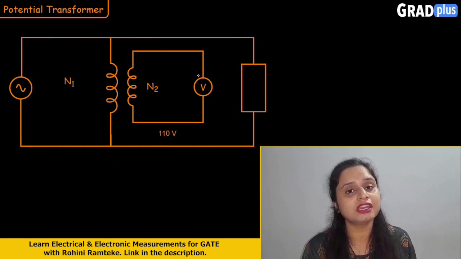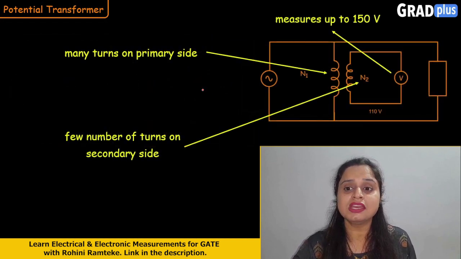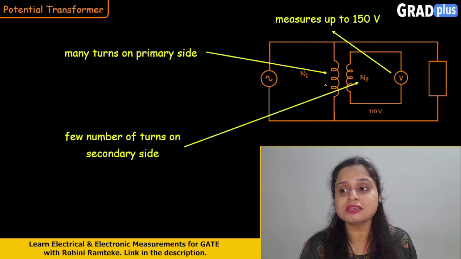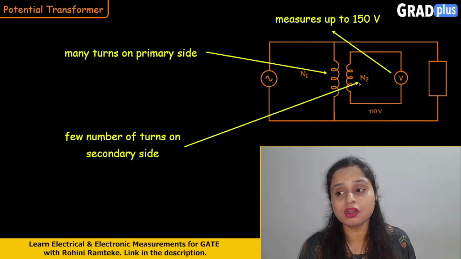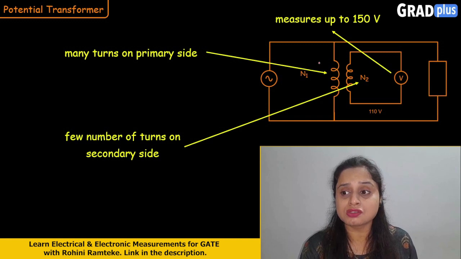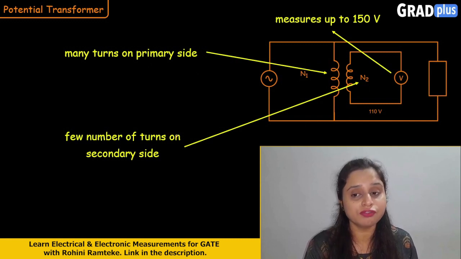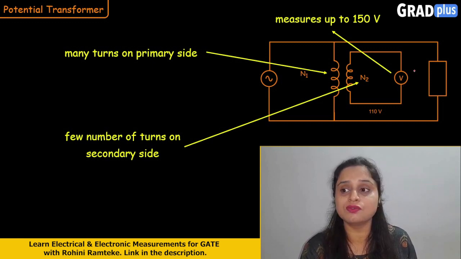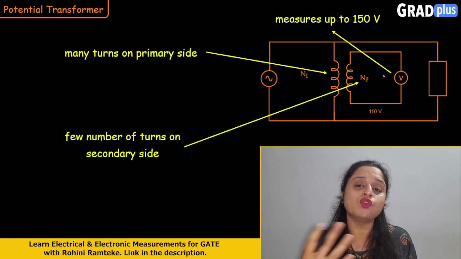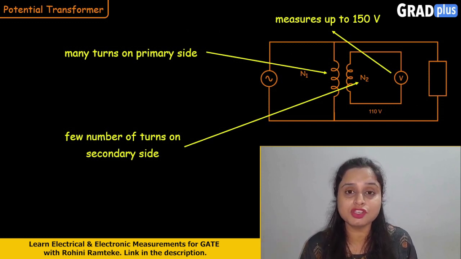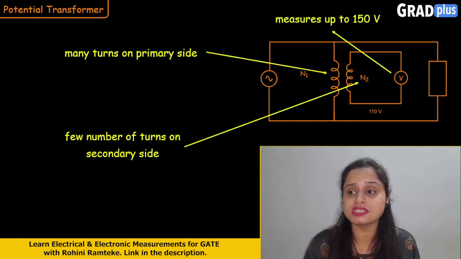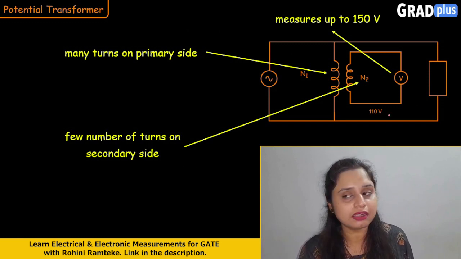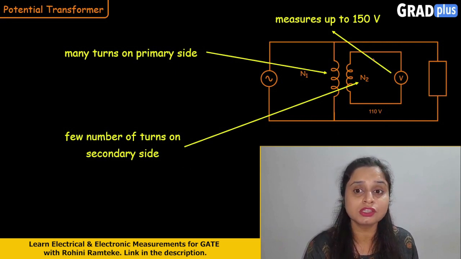The voltmeter is connected on your secondary side. Here you can see the number of turns on the primary side winding is more as compared to the secondary side winding. So the number of windings on the primary side will be more, and on the secondary side very few as compared to the primary side. On this secondary side you can see the voltmeter is connected, and the range of voltage it shows is up to 150 volts. The standard is 110 volts, but up to 150 volts we can measure the voltage here.